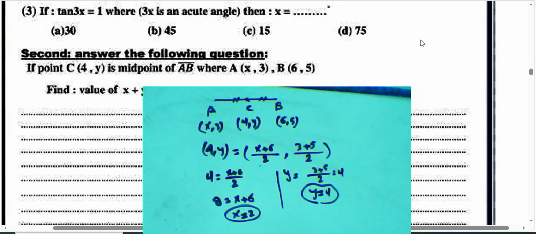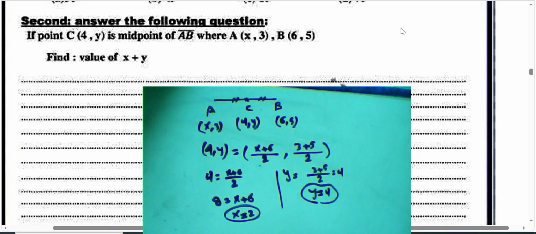Okay, what does he want to find? He wants to find x plus y. So x plus y, we can add together: 2 plus 4 equals 6. The answer here will be 6. Next question.